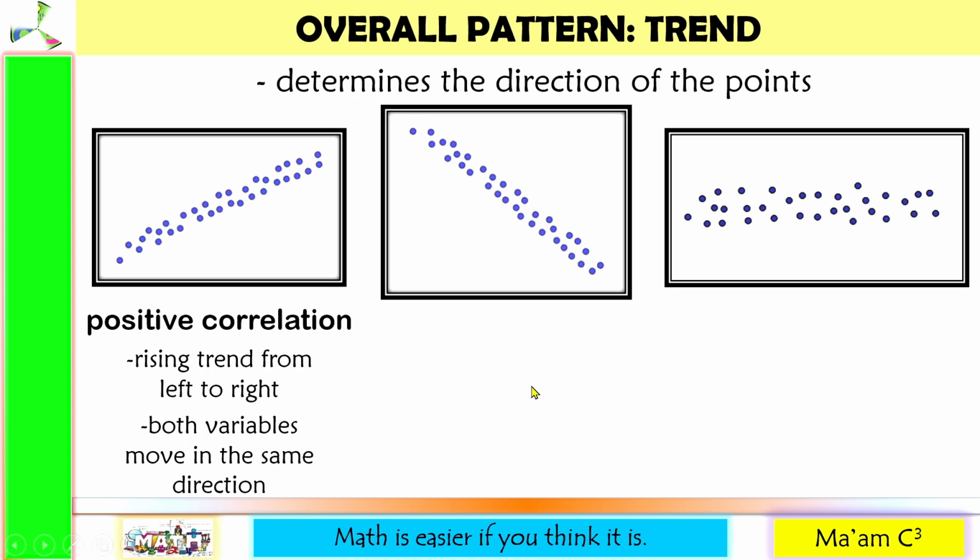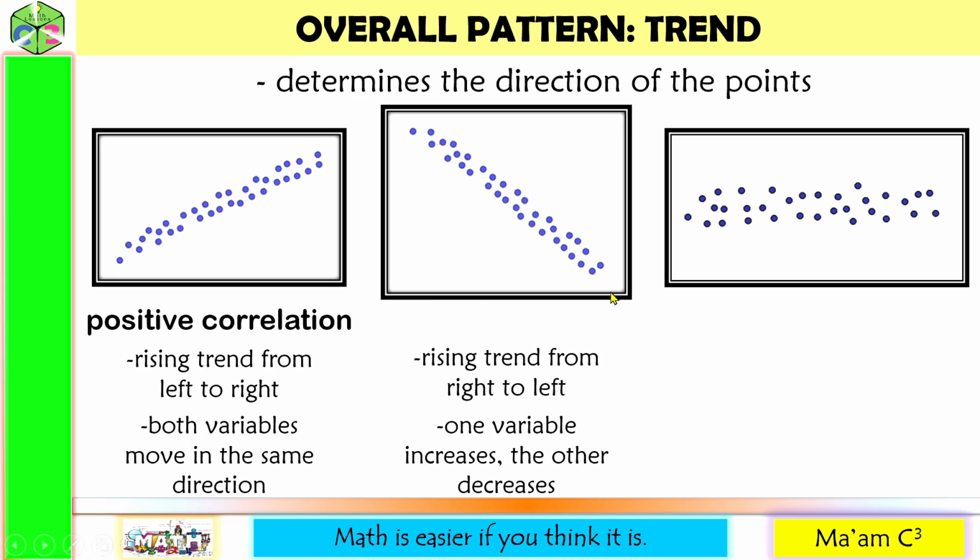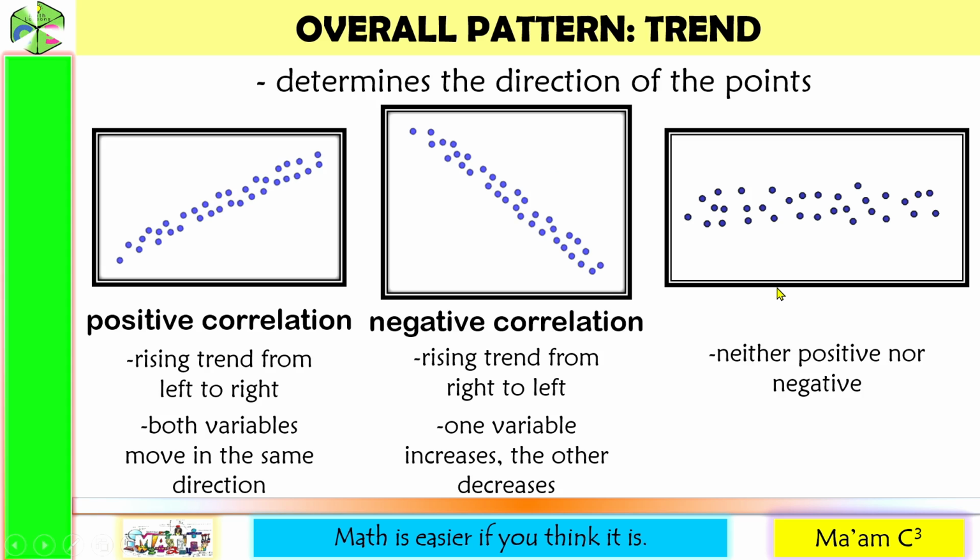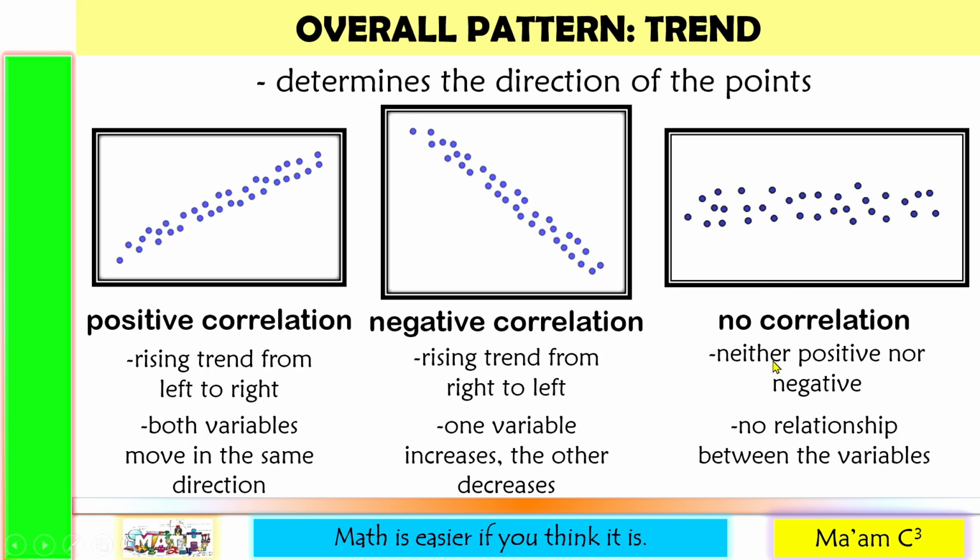Picture number 2, there is a rising trend of line, but this time from the right going to the left. In this case, if your x is increasing, your y is decreasing. So one variable increases, the other one decreases. If this is the trend, we call this negative correlation. While in here, it is neither positive nor negative. There is no relationship between two variables. We call this no correlation.